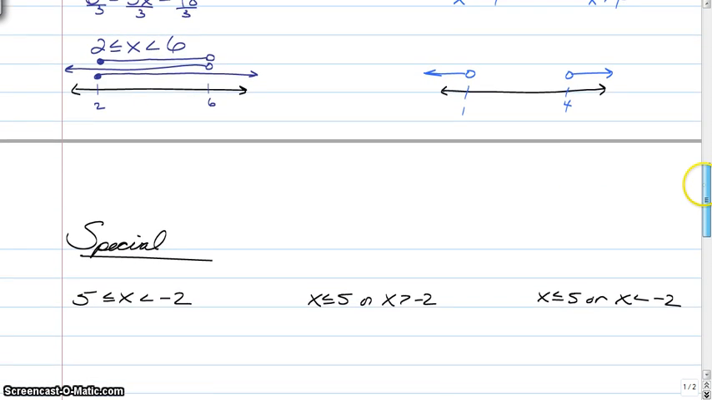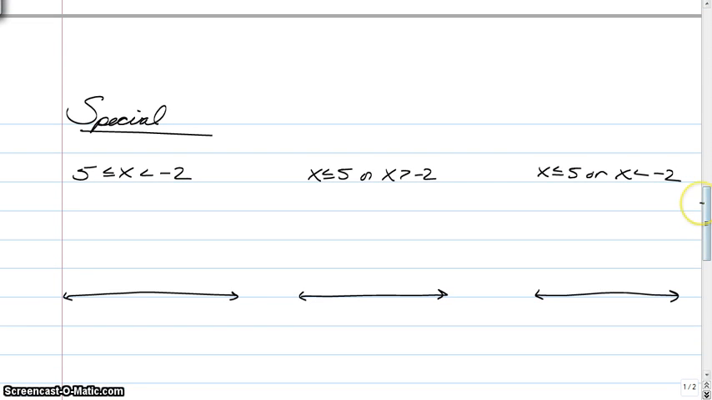So here we get to some special situations. And they're already solved for you because I just want to talk about them. Keep in mind this first example is an AND statement. So since this is an AND statement, we're just going to graph it like we normally would. This says that x is greater than or equal to 5. So we have our -2 and our 5. X is greater than or equal to 5. And x is less than -2.